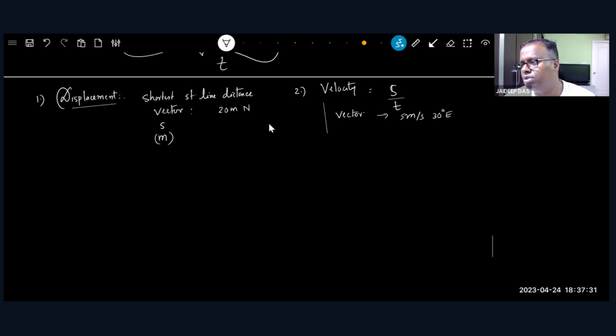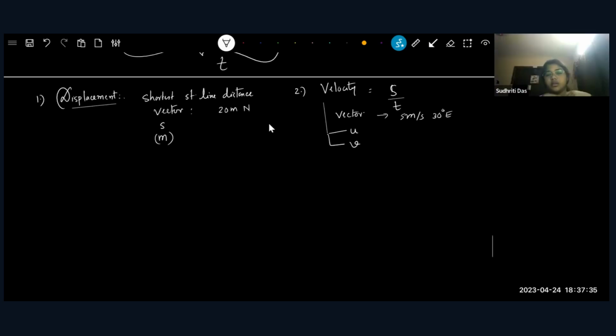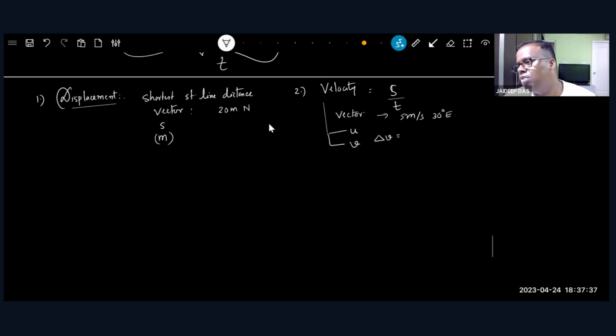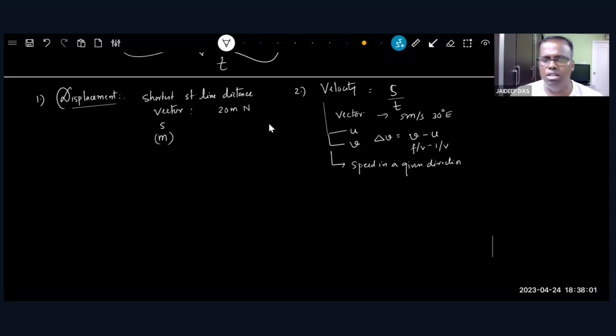Velocity can be of two types: initial velocity and final velocity. Change in velocity will always be final minus initial. Always final minus initial. Don't go by the value. Don't try to get a positive value. Whatever you get, that is the answer. Anything else you want to say about velocity? You can also say that this is speed in a given direction. You marry speed with direction, it becomes velocity.